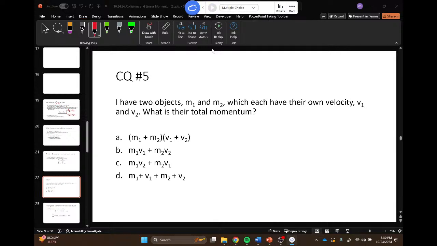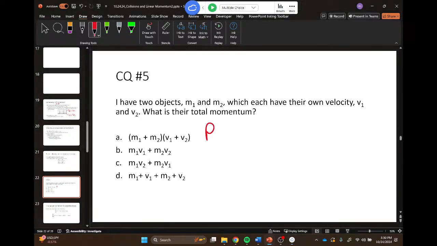Okay, what's our total momentum? We could call this our initial side. So what's our total momentum in the beginning? What's our sum of P initials? Let's just pretend it's initial for the sake of it. So it's P1 initial plus P2 initial, which equals M1 V1 initial plus M2 V2 initial. I know these don't have initials, but let's just pretend they do.